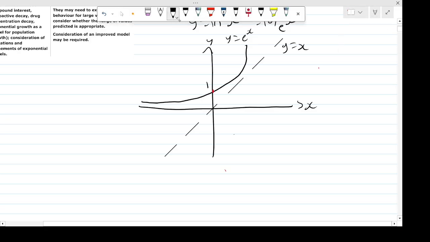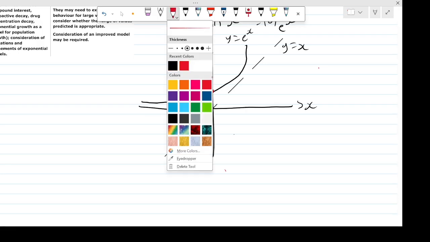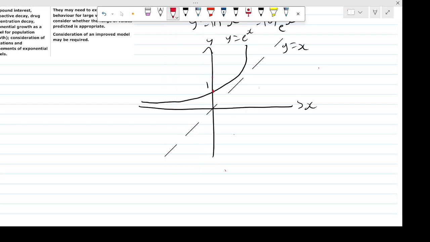So if I reflect the e to the x curve across the line y is x, then if I pick some points, let's say this point here firstly, if we were to reflect it in the line, then we go perpendicular and it would end up somewhere here, let's say, right?